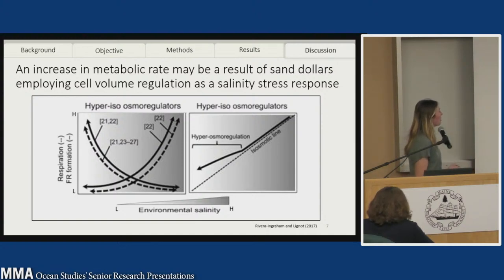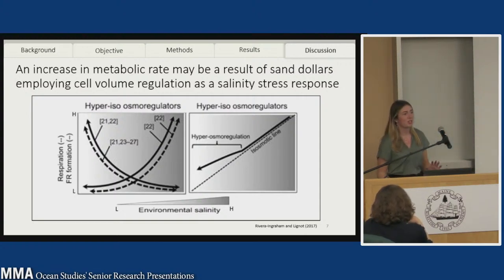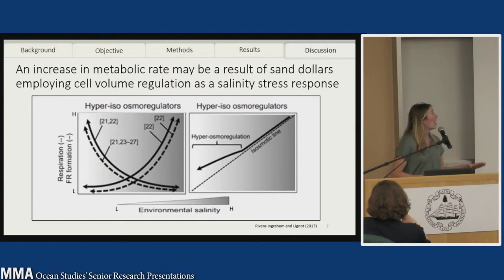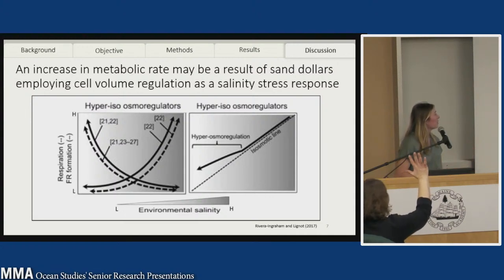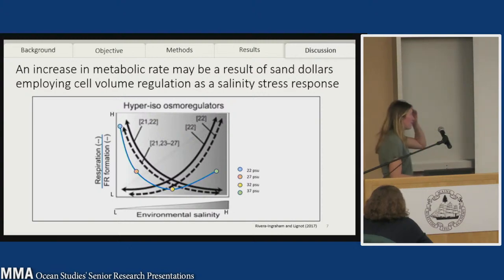Respiration: what this is showing is that some invertebrates in a low salinity environment will have a higher oxygen consumption, meaning they will be investing more energy to regulate that process, whereas they will have a lower oxygen consumption in a higher salinity environment. So this is how my results compare to hyperisoosmoregulators.